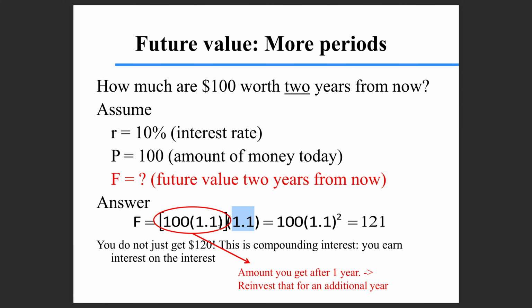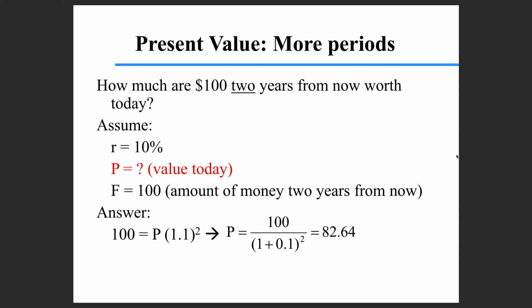So you are earning interest on interest. How do we answer the opposite question about finding present value of some amount given in the future if you have many periods? For example, how much would $100 two years from now be worth to you today? Using our notation, we again assume that the interest rate is 10%.